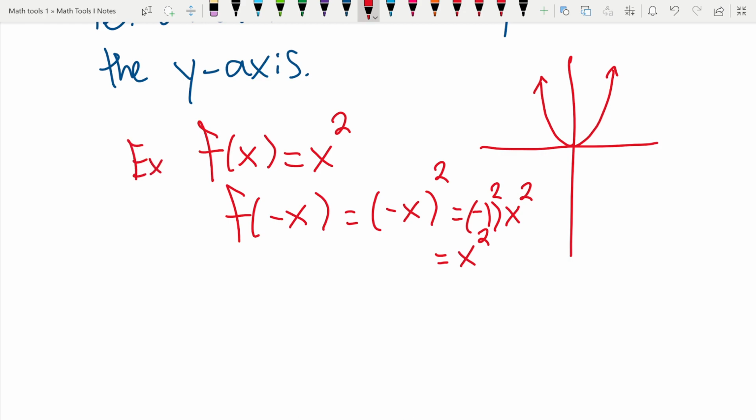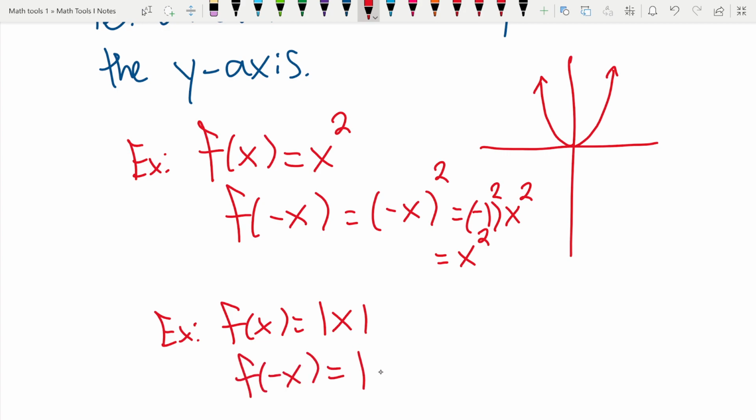Another example, f of x equals the absolute value of x. Again, f of negative x equals the absolute value of negative x. One property of absolute values is that this is the absolute value of negative 1 times the absolute value of x. Absolute value of negative 1 is 1, so this is the absolute value of x. So we can see that these are both even functions, because f of x equals f of negative x.